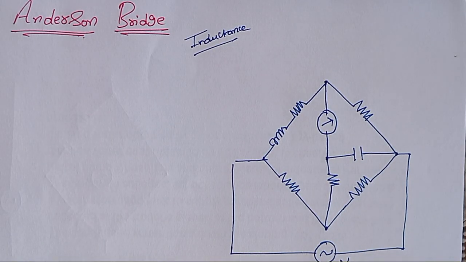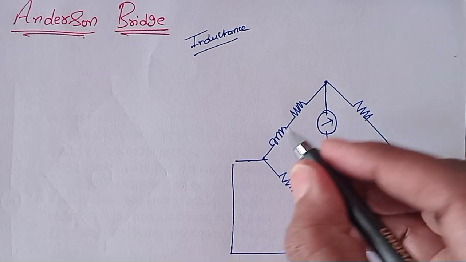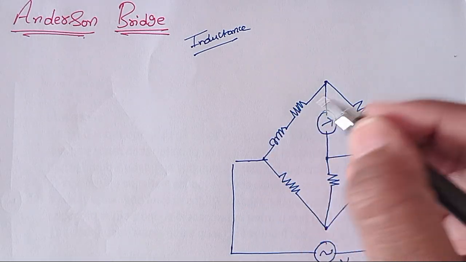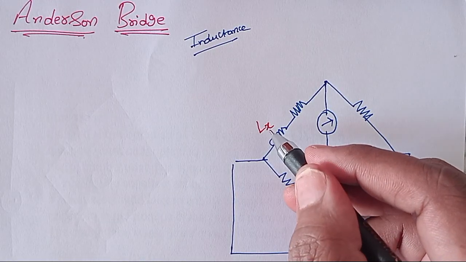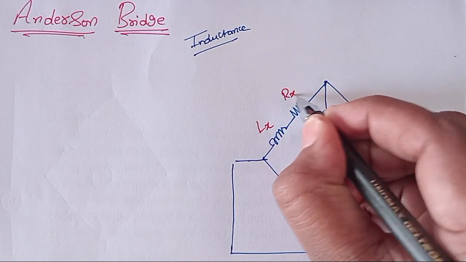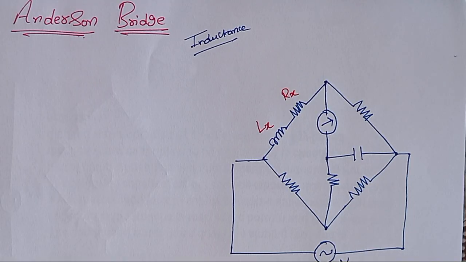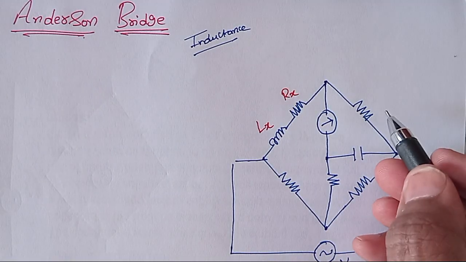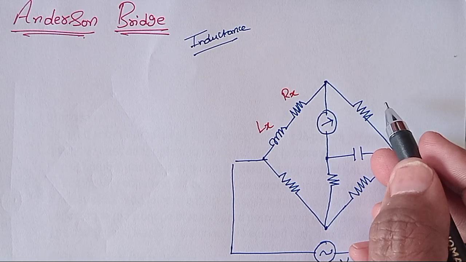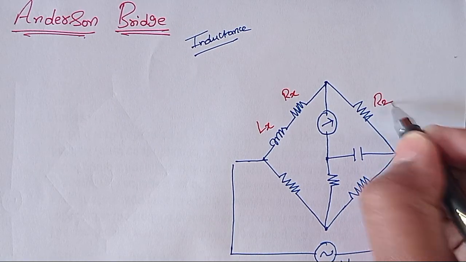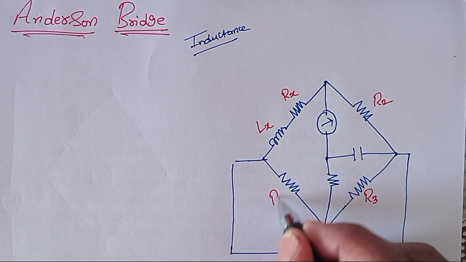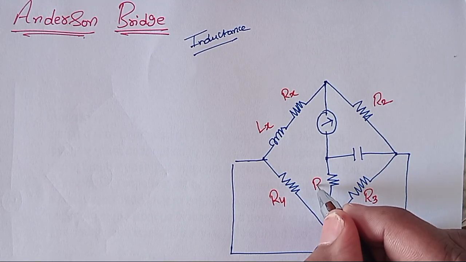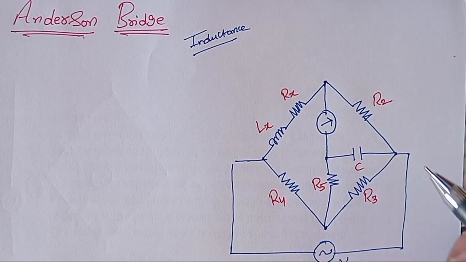Now I will represent its arm names. Here the inductor, I'm representing as Lx, the unknown value. So Lx has a resistor Rx. Rx is the resistor, and here it is the first arm. I'm assuming the second arm is the R2 resistor, the third arm is the R3 resistor, the fourth arm is R4, and the fifth arm is R5, and it is a capacitor C.